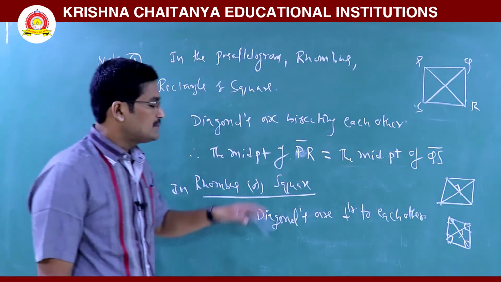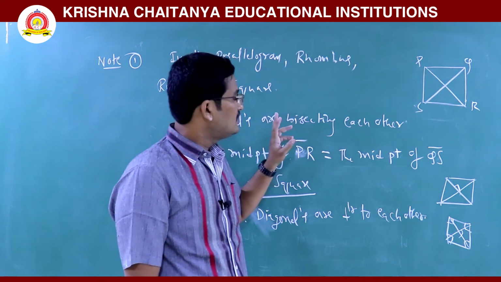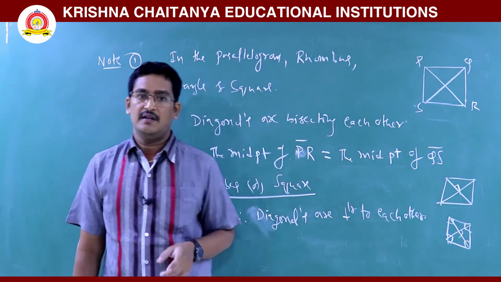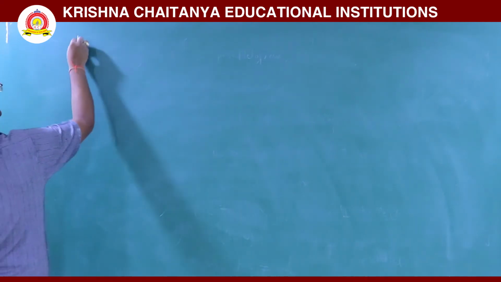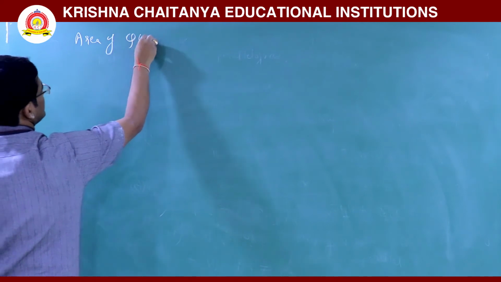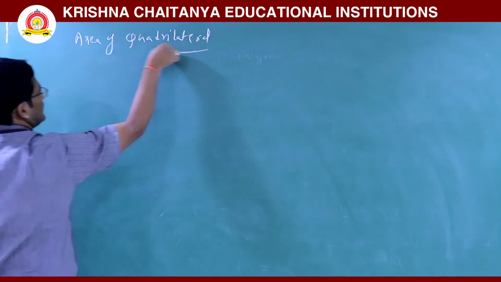Okay, this is something about division of quadrilaterals. Now let me explain about area of quadrilaterals. First we have to explain how to calculate the area of a quadrilateral. That is the question.